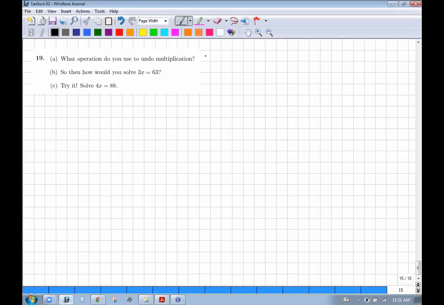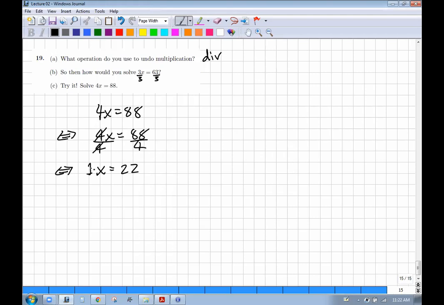How do you undo multiplication? Division. So if you have 3x equals 63, they've multiplied the x by 3. In order to undo that, we divide both sides by 3. So if we have 4x equals 88, this is logically equivalent to dividing both sides by 4. Why? Because 4 over 4 is just 1. 1x, right? And 88 divided by 4 is 22. I'm not going to write the 1 times an x. 1 times x is just x, right?